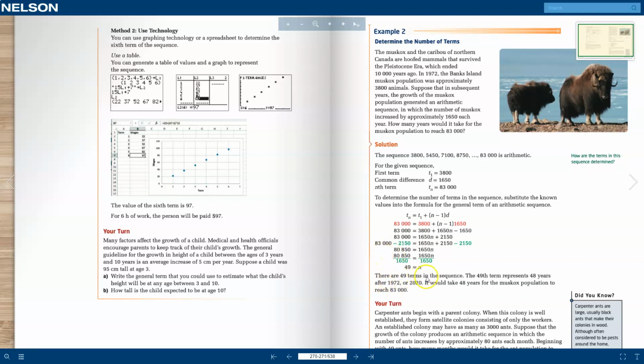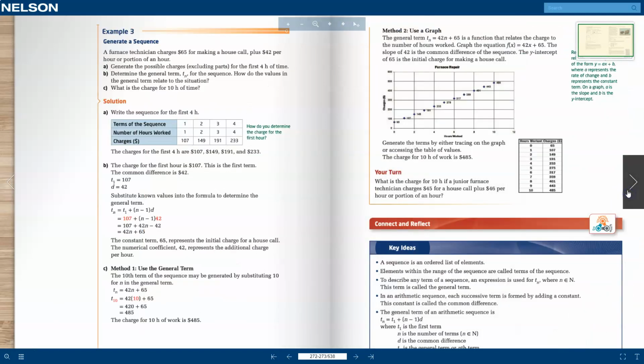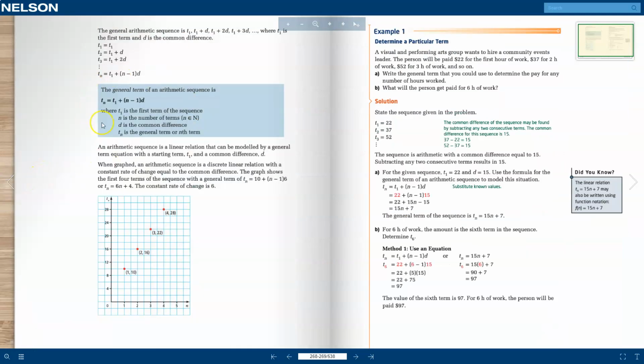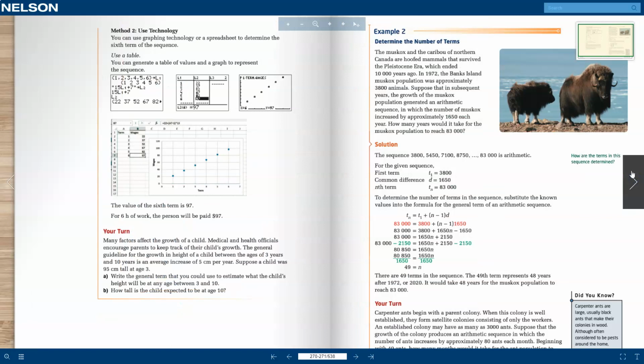So there are 49 terms in the sequence. The 49th term represents 48 years after 1972, or 2020. It would take 48 years for the muskox population to reach 83,000. So yeah, n is 49, but it's 49 terms in the sequence, and it's 48 years after the first term to get the population to be 83,000. Okay, we'll do one more example, and then hopefully this makes sense. All we're doing is, again, playing around with this formula. Arithmetic sequences go up by a constant amount. Make sure you know what Tn, T1, and D is, and that's all we need to know for now.